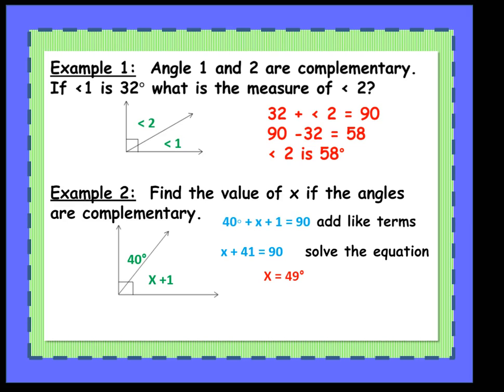So on this one, they try to throw you off a little bit, but it's just a little different. It's not much different. So we just do the same process as last time. We know they're complementary, so we know we're going to add this angle measure to this angle measure, and it's going to equal 90 degrees. And that's exactly what they did right here.